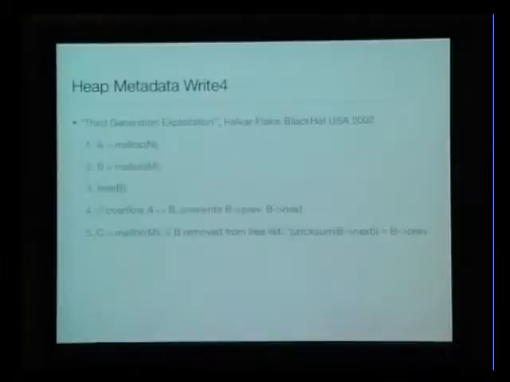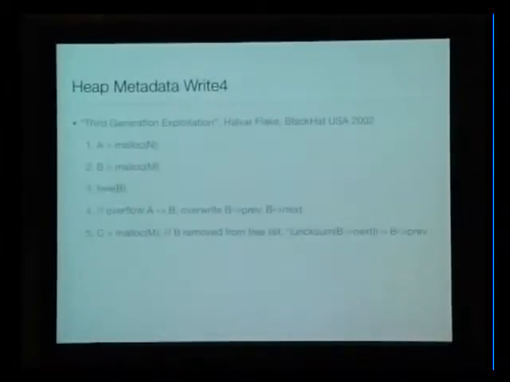One value. Halvar Flake at Black Hat 2002 was the first to really talk about this. How this works is, if you have two allocations of two different sizes, A and B, and then B is freed, you can overflow A into the memory that was previously occupied by B. Then you can cause a memory allocation for that same size as B. This is in step 5. That'll cause B to be removed from the free list.